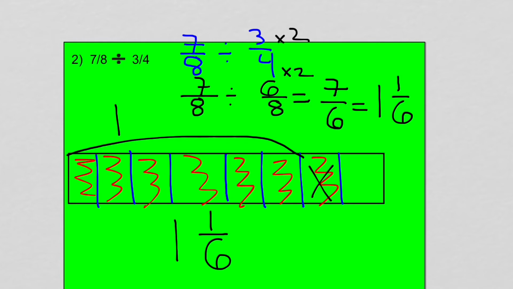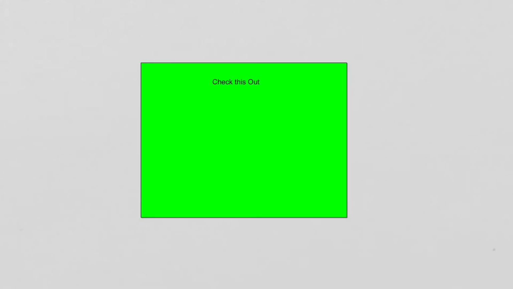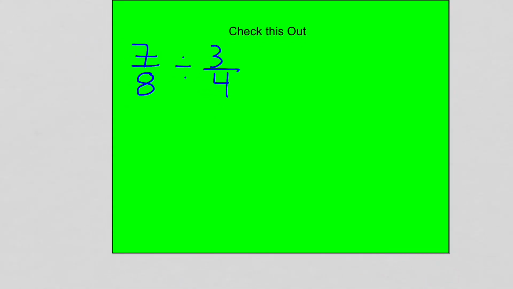Now, we can also explore this idea with the keep, change, flip idea. So if I have 7/8 divided by 3/4, I can solve this by keep, change, flip. Keep the first fraction the same, change the divide to multiply, flip 3/4 to 4/3. You can also call that Kentucky chicken fried. So 7/8, keep, change divide to multiply, flip 3/4 to 4/3.